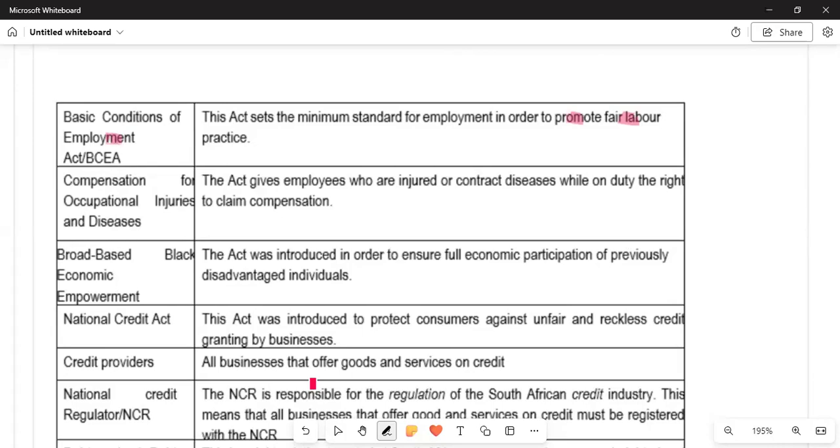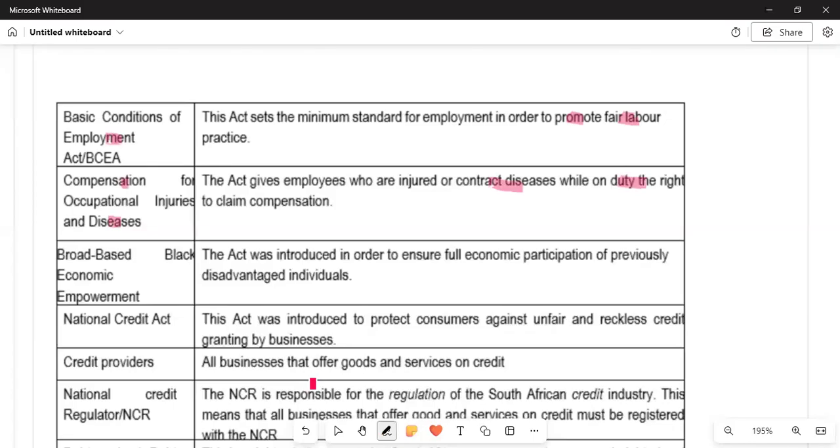Then we have the Compensation for Occupational Injuries and Diseases Act. The act gives employees who are injured or contract diseases while on duty the right to claim compensation. So if an employee finds himself or herself injured at the workplace, this act is very much protecting such an employee.